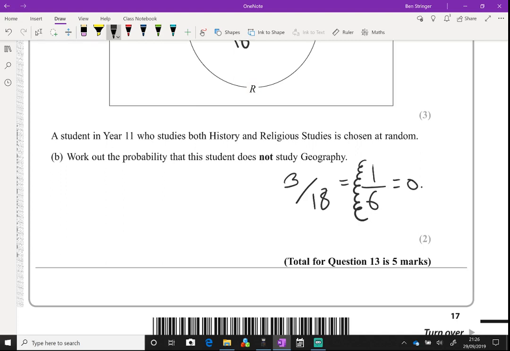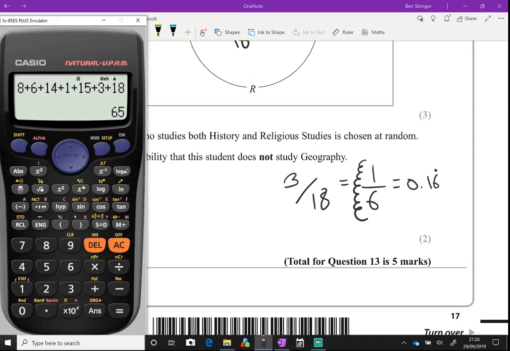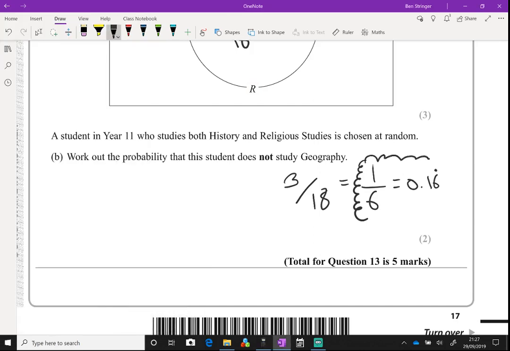I think it's 0.16 recurring. 16.6%. It's up to you. 1/6. Don't mind how you have it. Any of them are fine. You can leave it as a percentage, decimal or fraction. They are equivalents.